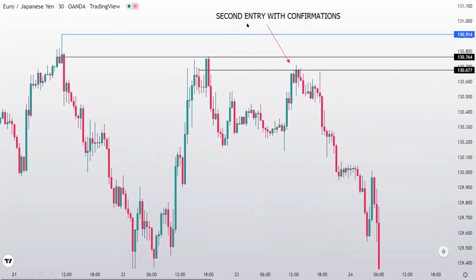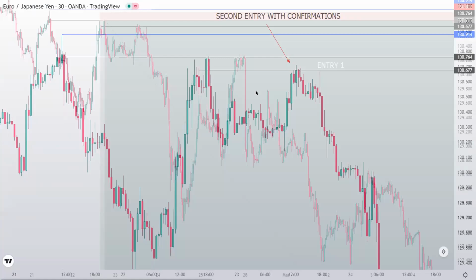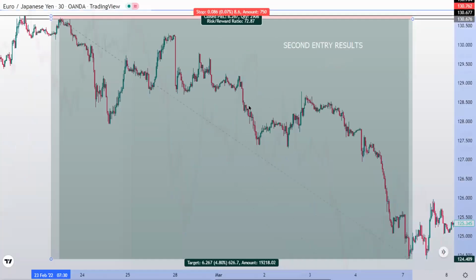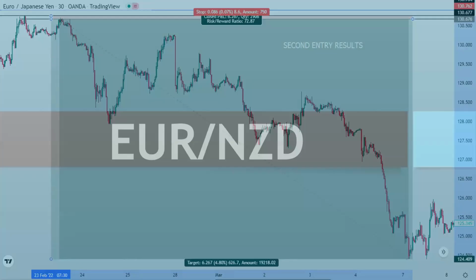Actually it was refined also, but you can also take the third entry if you observe it clearly on this exact point here. Third entry, you can take that. Then after, the market can continue to go in a specific direction, almost 635 pips for the first entry, and also 626 pips for the second entry.